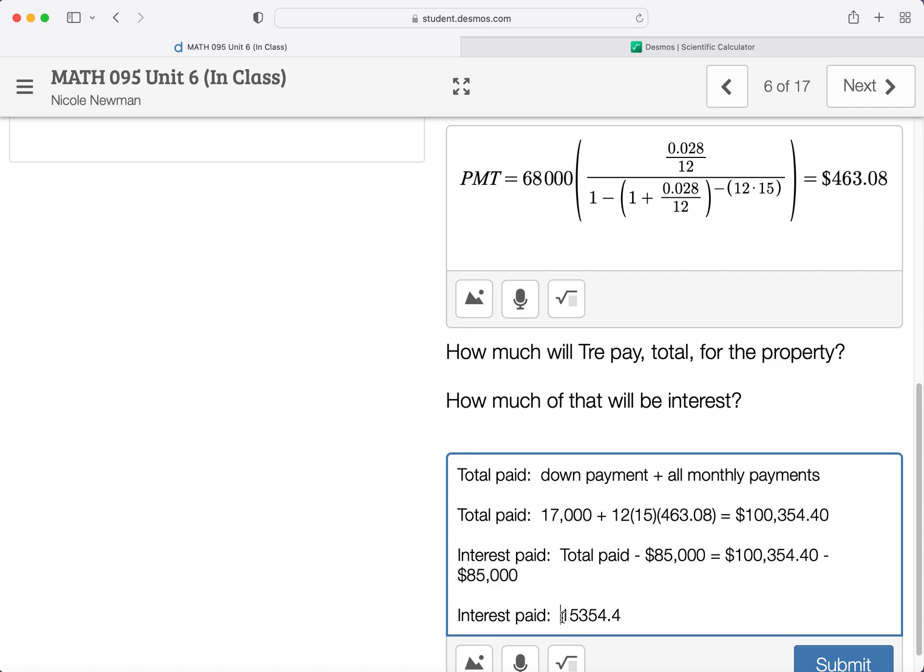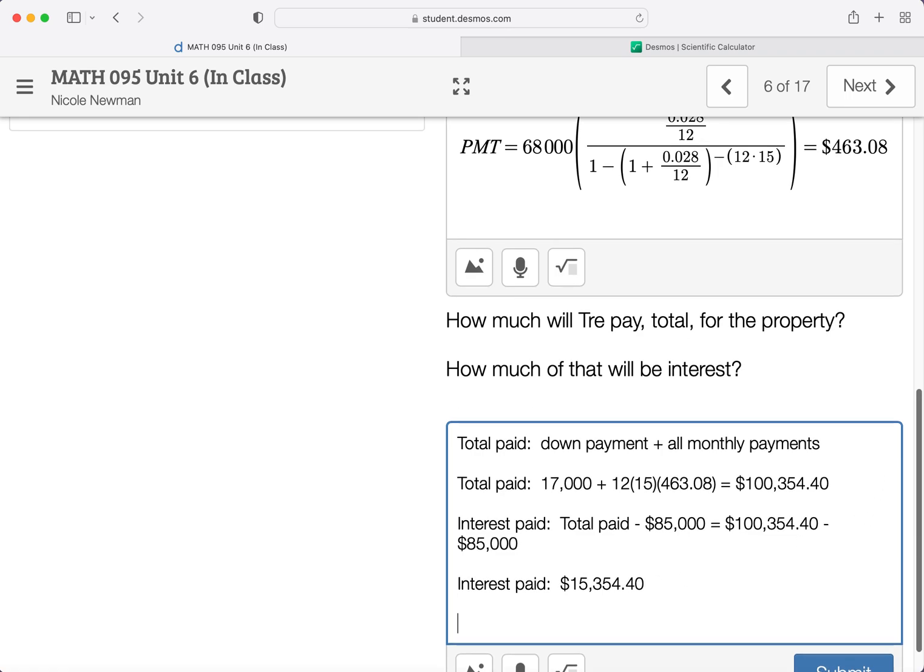I'm going to put a dollar sign on here. I like a comma. It helps me be able to read it a little bit easier. And then 40 cents. Make it look like 40 cents ought to look. So we found the payment for Trey's situation. We found the total amount that was paid. And then we were able to find the interest paid.